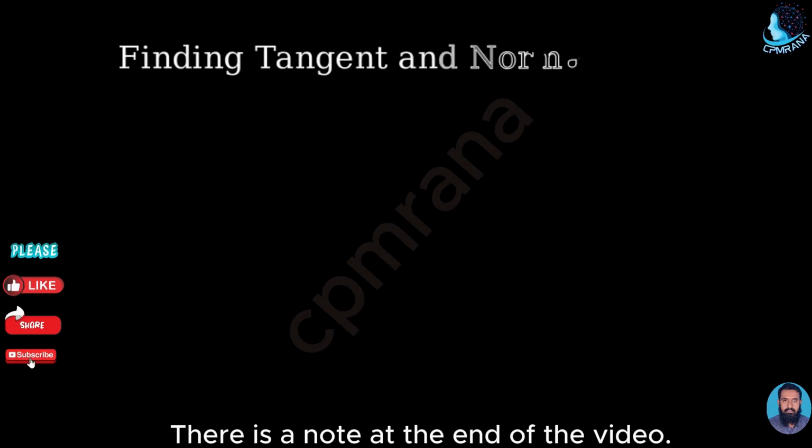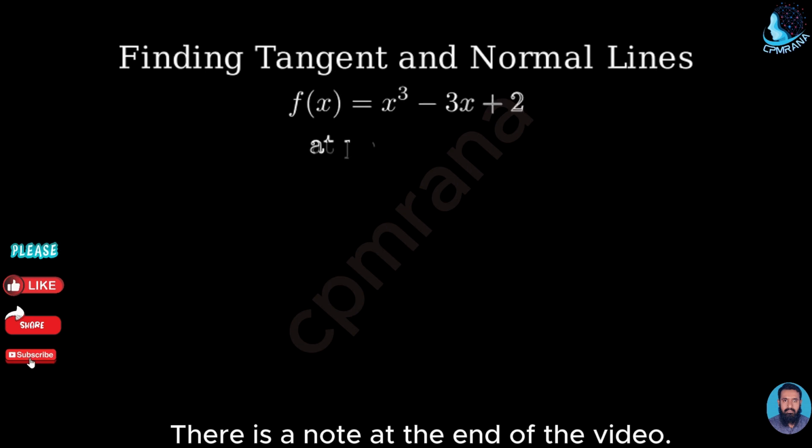Welcome! Today we'll learn how to find the equations of the tangent and normal lines for the function y equals x cubed minus 3x plus 2 at the point (2, -2). Let's break this down into steps.